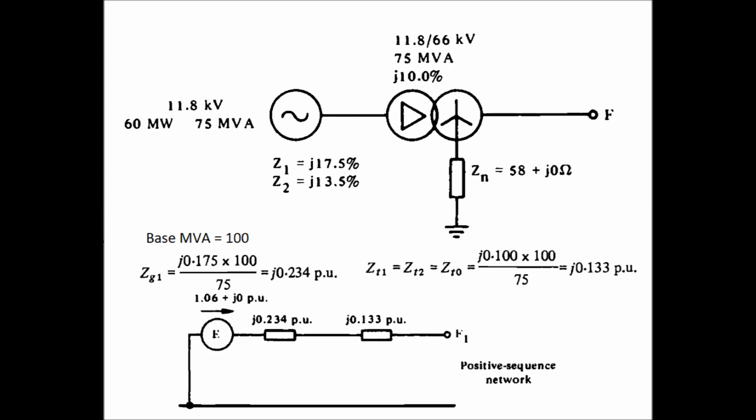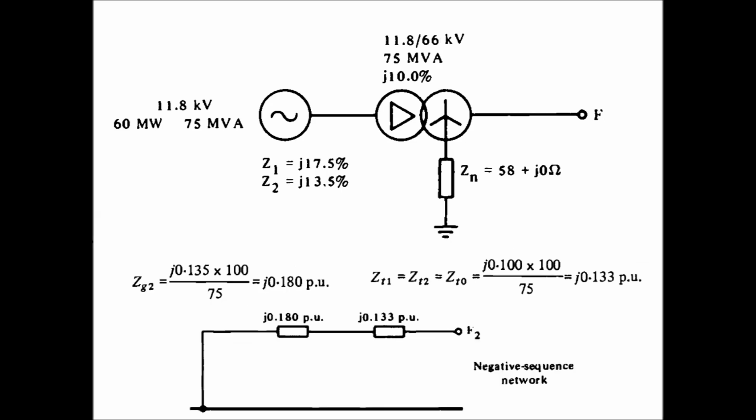0.234 per unit. And for the transformer, the positive sequence, negative sequence and zero sequence impedances are all equal. The percentage impedance is given as 0.1 or 10% to its own base value, that is 75 MVA. We convert it to the common base, that is 100 MVA base, which comes as 0.133 per unit. So the positive sequence network has been drawn. Here the source voltage will be there, and the positive sequence component of the generator and the positive sequence component of the transformer will be there.